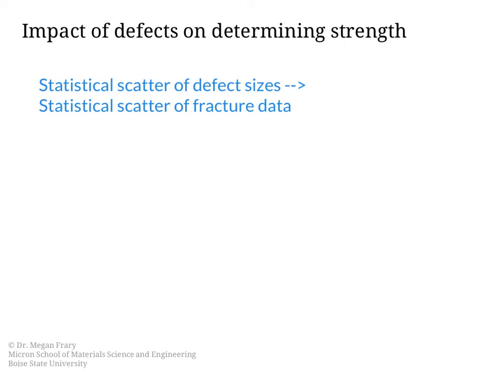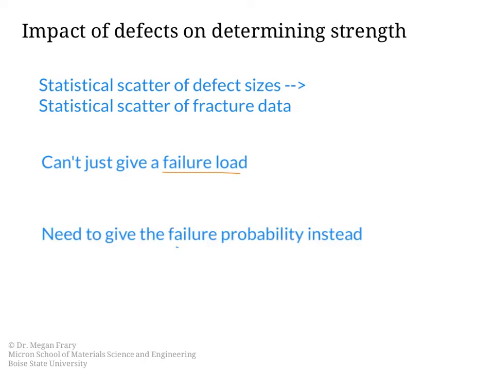So we may have cracks of different sizes or pores of different sizes which result from the processing of these materials. And this results in a much bigger scatter in the fracture data as compared to what we see in metals and polymers. As a result, we can't simply define a failure load for these materials, and instead we need to introduce a statistical fracture mechanics and give the failure probability. So let's take a look at how we do this.